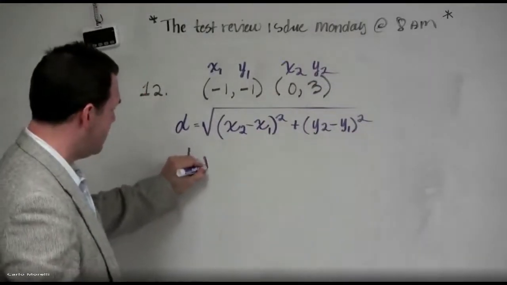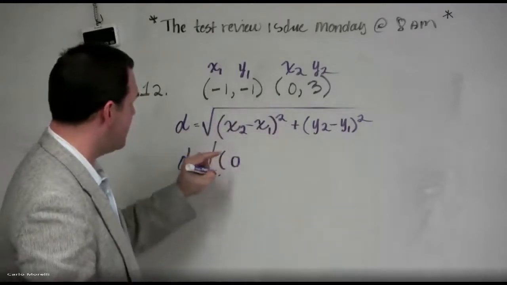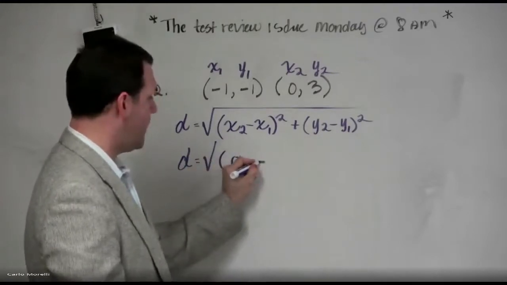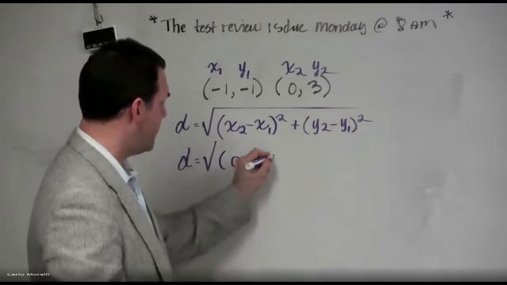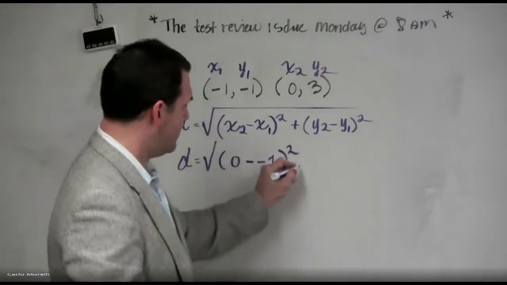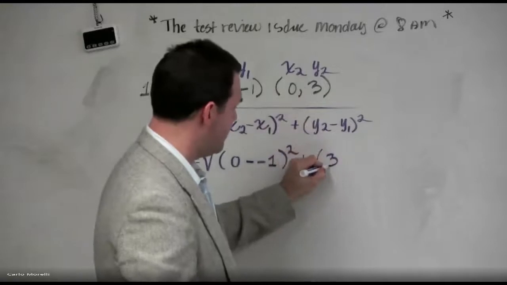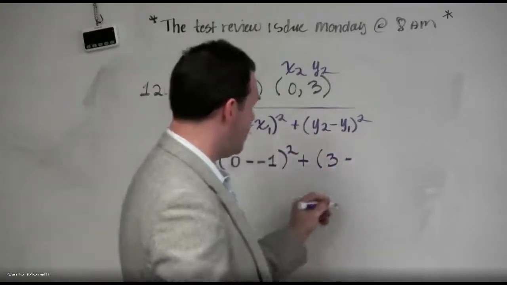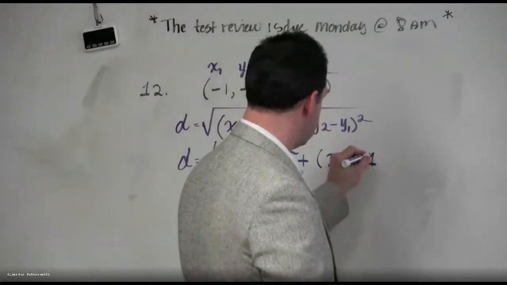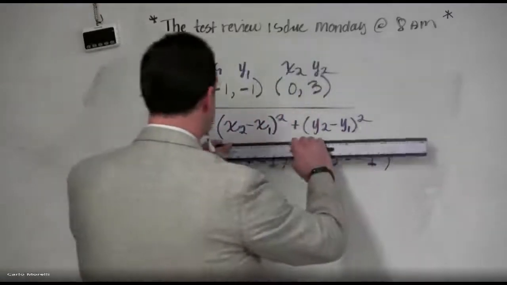D equals root symbol, open parentheses, x2 is 0, minus x1, which is -1. So it's 0 minus -1. Careful there. Close parentheses, squared, plus open parentheses. Y2 is 3 minus y1, which is -1. So minus -1. Close parentheses, squared. And put a big root bar.